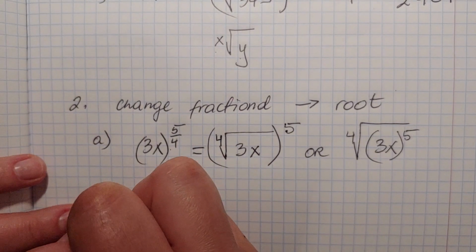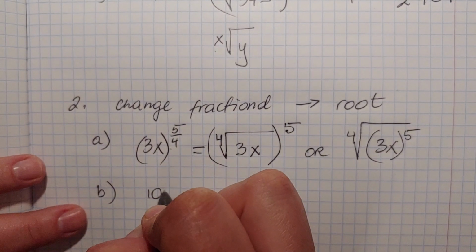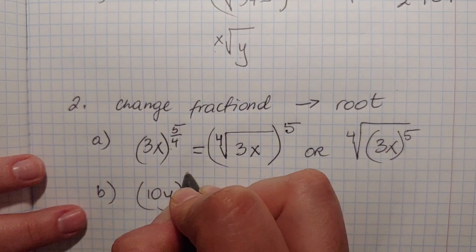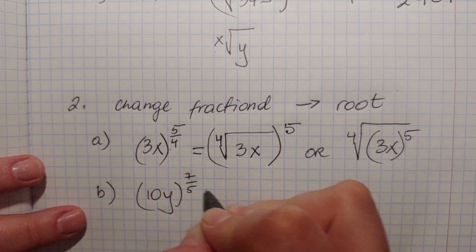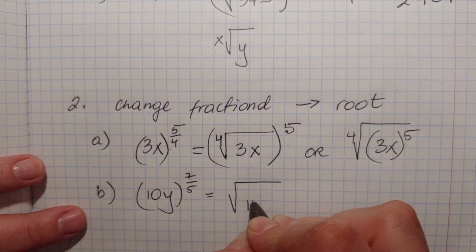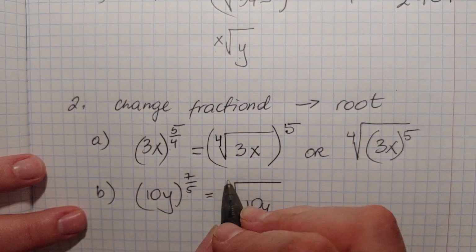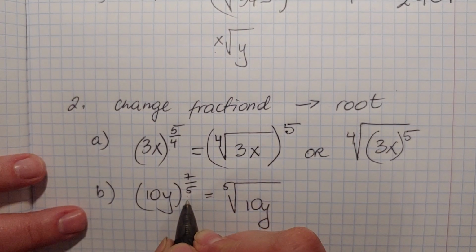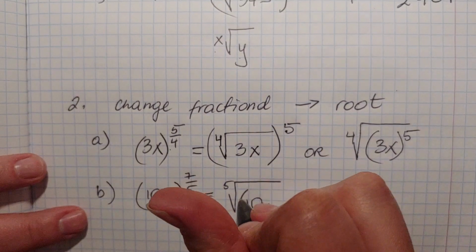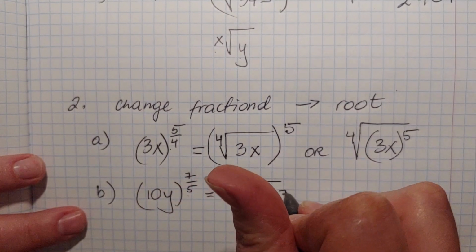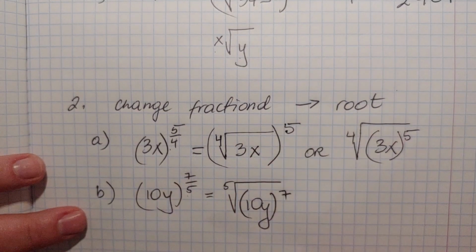Okay, what about (10y) to the power of 7/5? Okay, root of 10y, what root? It's a 5th root because my denominator is 5, and everything has to be taken to the power of 7. Don't have to do anything else. That is your final answer.